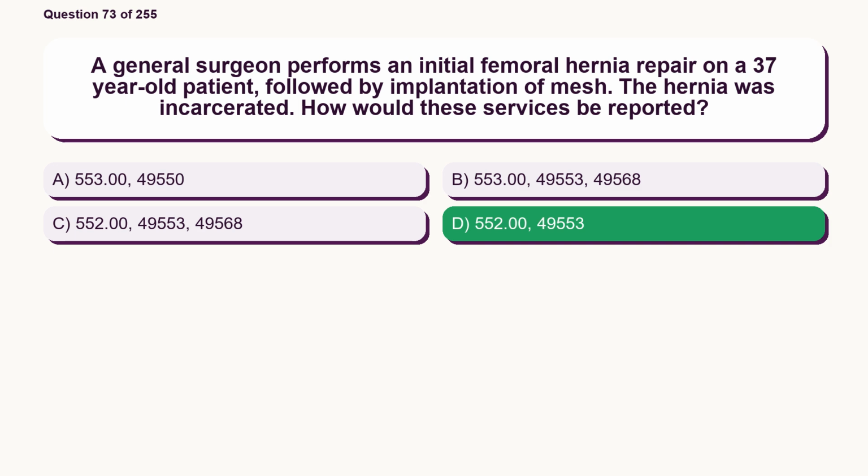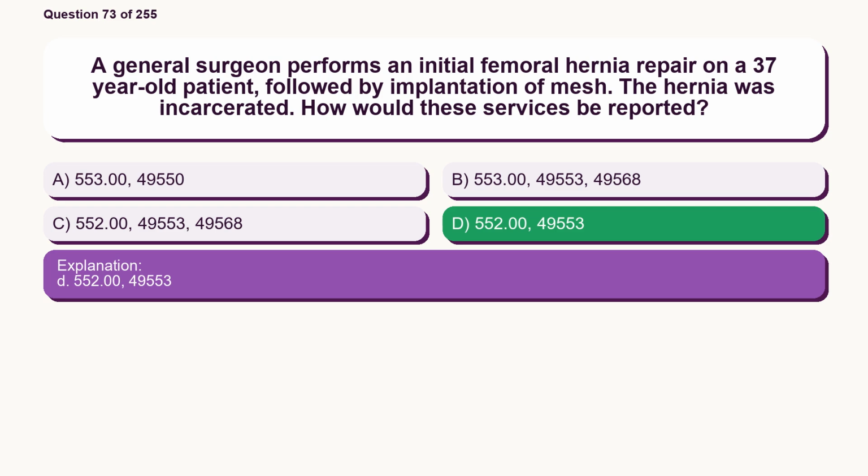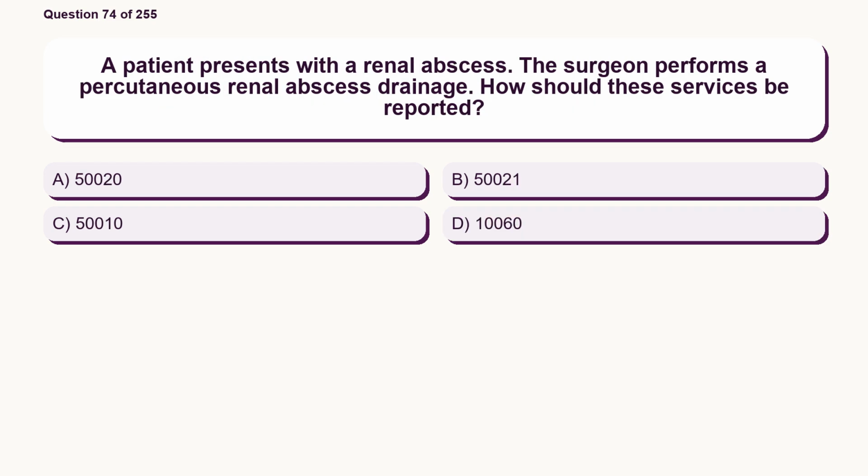552.00, 49,553. D, 552.00, 49,553. Question 74. A patient presents with a renal abscess. The surgeon performs a percutaneous renal abscess drainage. How should these services be reported?